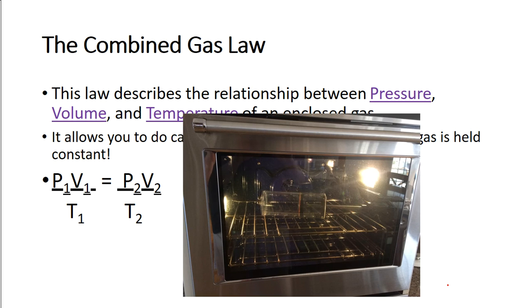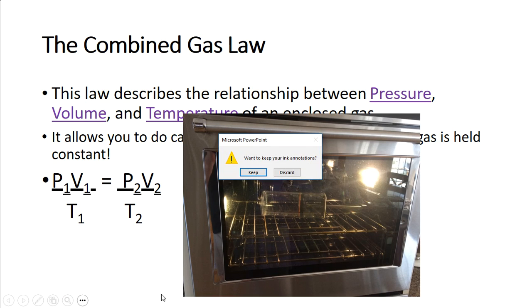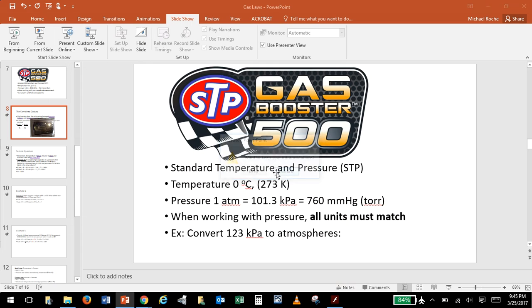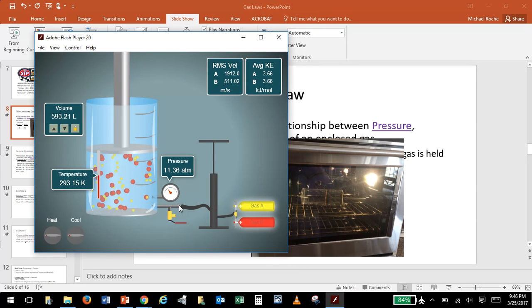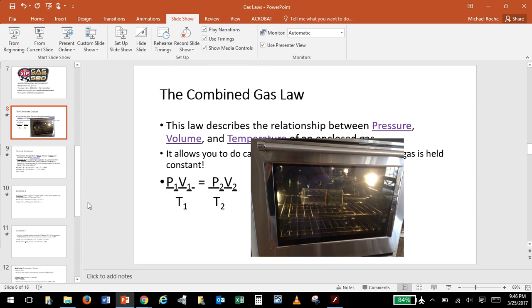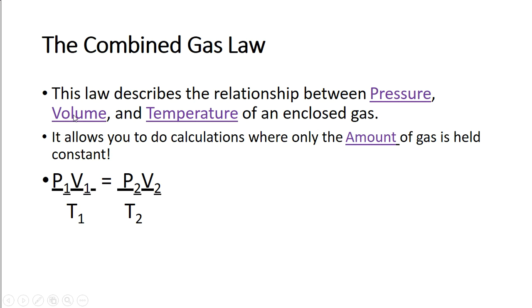I think I still have, let me see if I still have my thing running. Yes, I do. So when the amount of gas does not change, this is when you use it. If I change the amount by letting some out or putting more in, now P1 V1 over T1 equals P2 V2 over T2 does not work. So we only use that when the amount does not change.